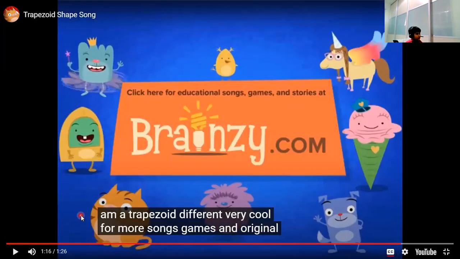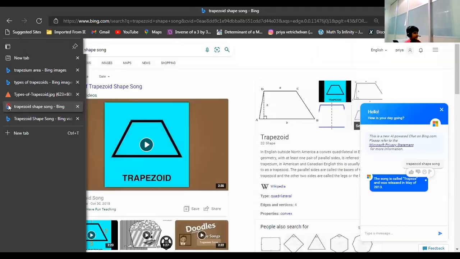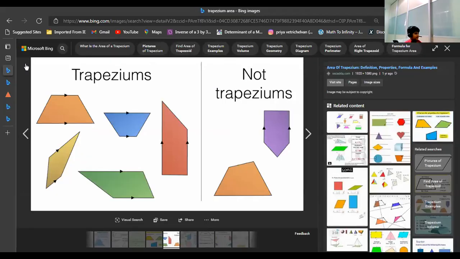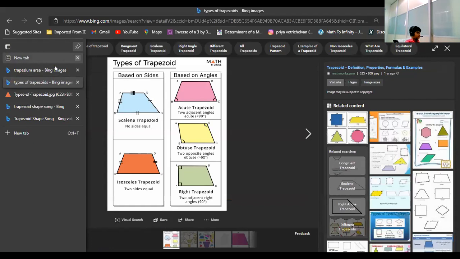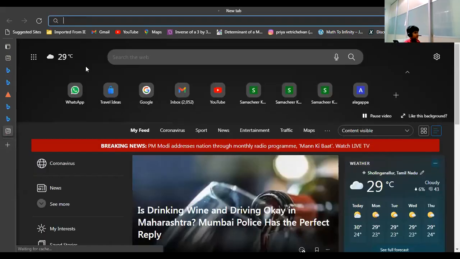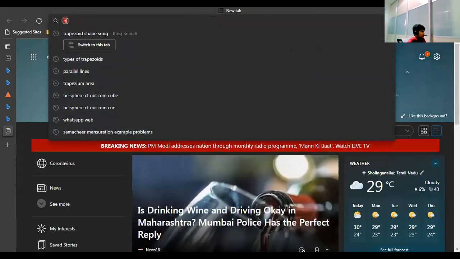That's it. Do you like it? Yes. Okay. I hope you had some idea about the trapezoid. Let's learn a new 2D shape. Let's learn about the rhombus. Do you have any idea about rhombus?